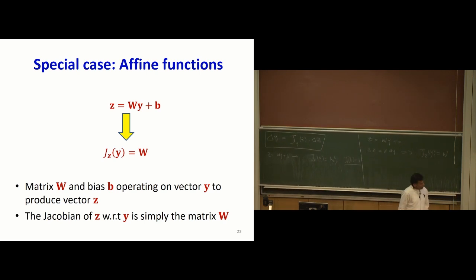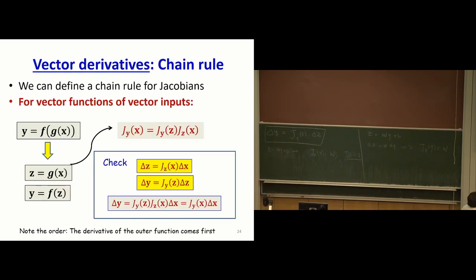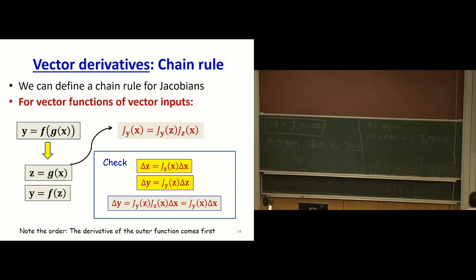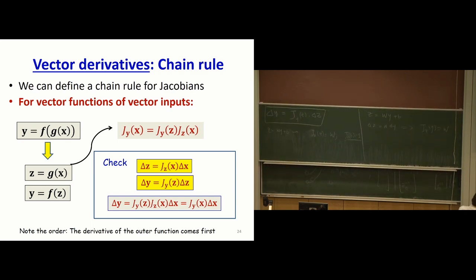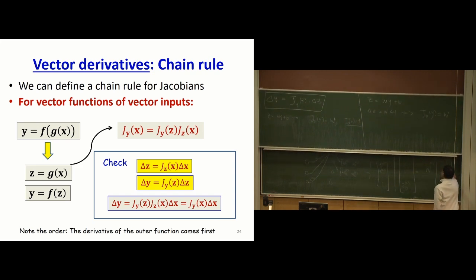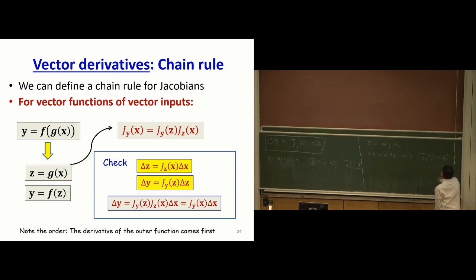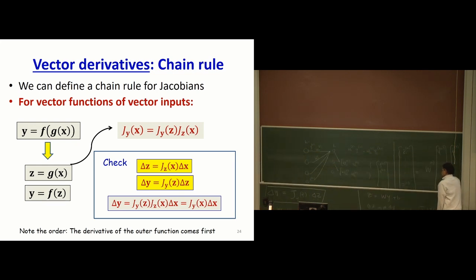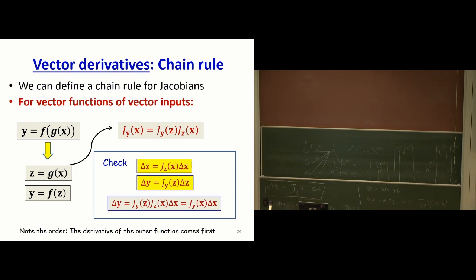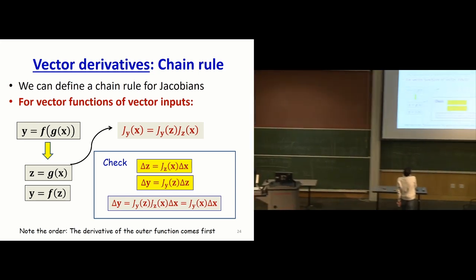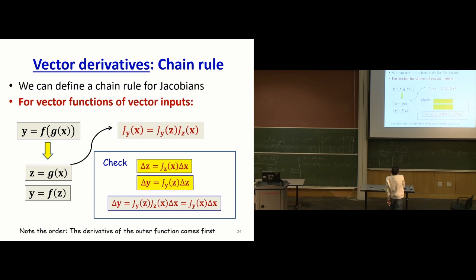Now, here's another property. I have a chain rule for Jacobians. Let's say y is a nested function of f and g. So y equals f of g of x. Then, where y is a vector and x is a vector, what is the derivative of y with respect to x?